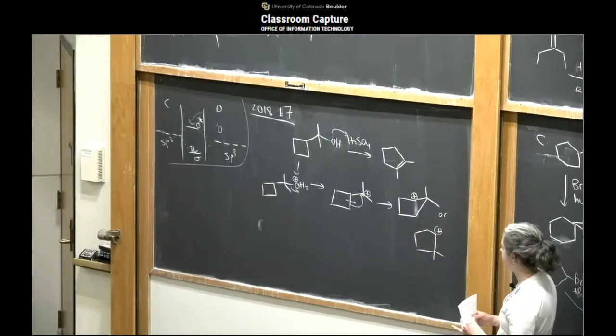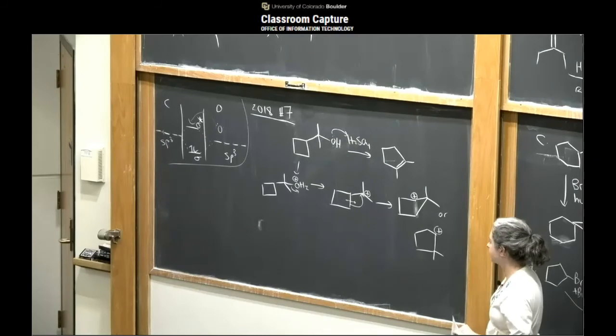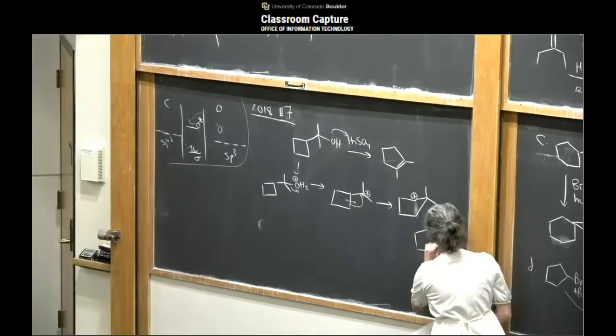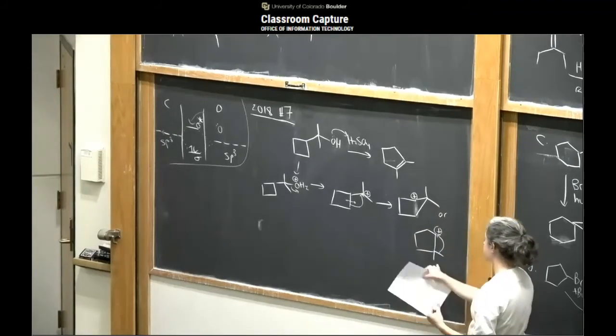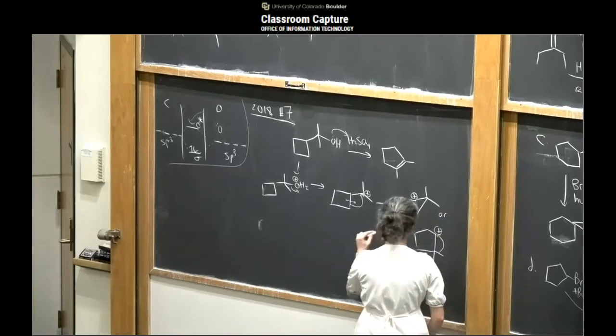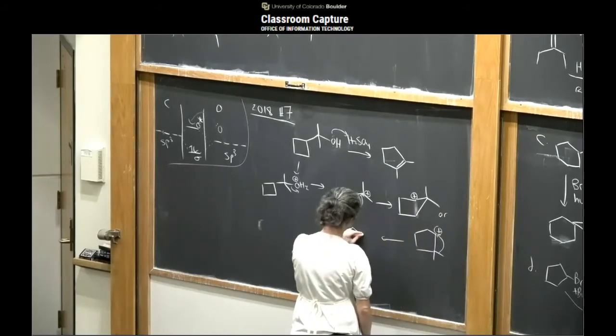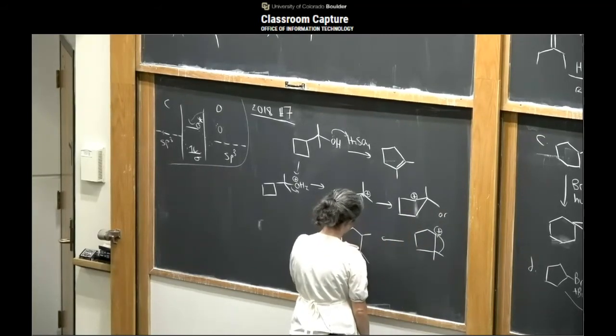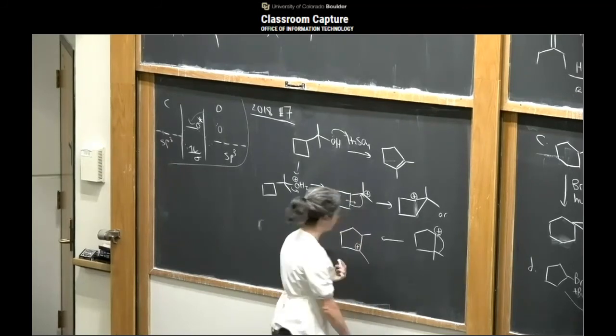But if it can, it's going to try to get to where it has both a tertiary carbocation and a 5-membered ring. So we can do one more rearrangement. We don't have any H's to move, but we do have a methyl group that we can slide over. And that'll get us to here.